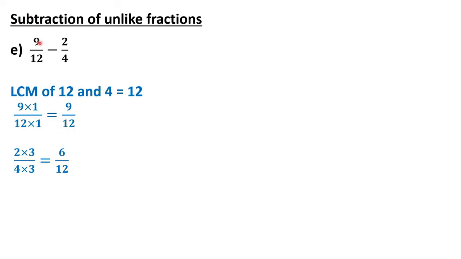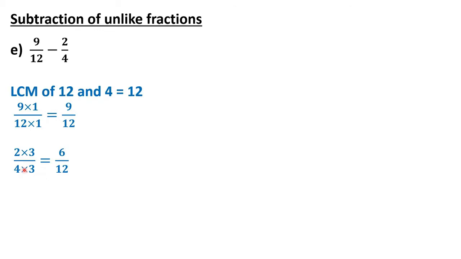First of all, we have taken here 9 by 12. The denominator is already 12, so we'll multiply it by 1. So we'll get 9 by 12. Next fraction is 2 by 4. So when we multiply 4 by 3, we get 12.